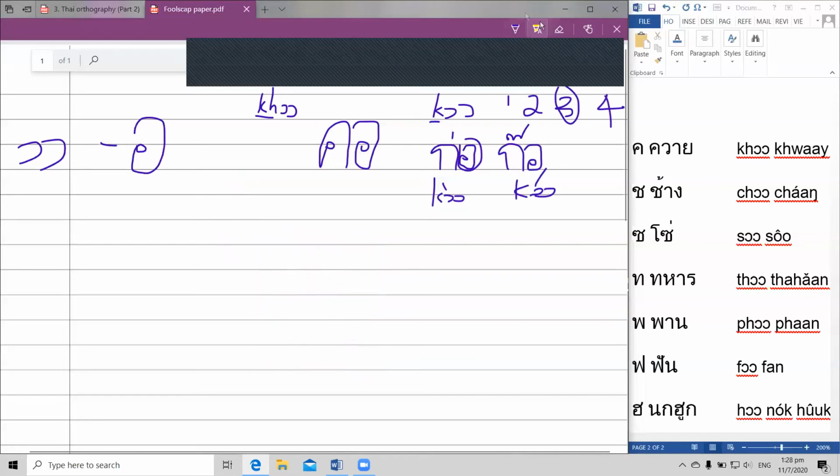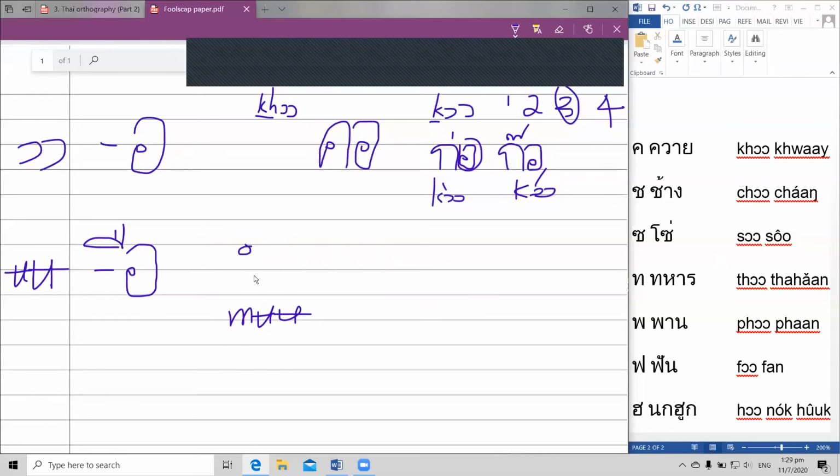Next, for the vowel, if this is the consonant, we write this. It's like the vowel e, but with another stroke here, as well as the o here. So for example, I want to write mu. Mu means hand, H-A-N-D in Thai. I write the o in the center first, and then I fit these two around it. So like that. This thing here is pronounced as mu.